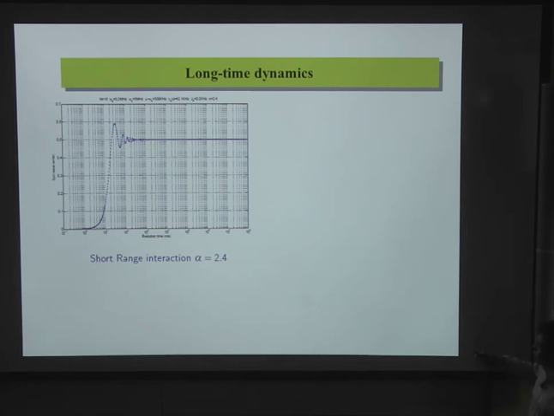You can see the long time behavior. And this is again for the short range interaction. It will quickly approach a thermal state where the position is at 0.5. So basically the average position of the chain is 0.5. And that state has a left-right symmetry, right?